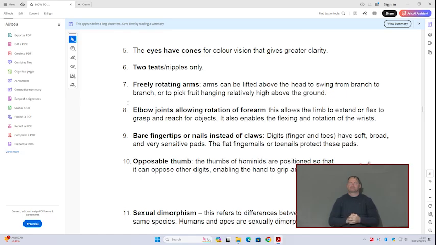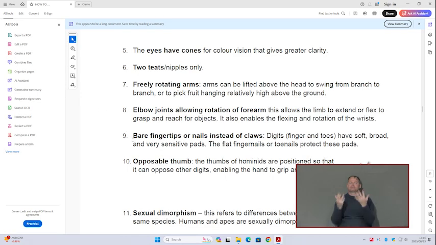Then, the 8th one that we share is elbow joint, which allows the rotation of the forearm. Now, this allows the limbs to extend or to be flexible and also be able to reach objects. So, like I said, when you study, you must study how to state them and also be able to explain why it is an advantage to have such a characteristic.